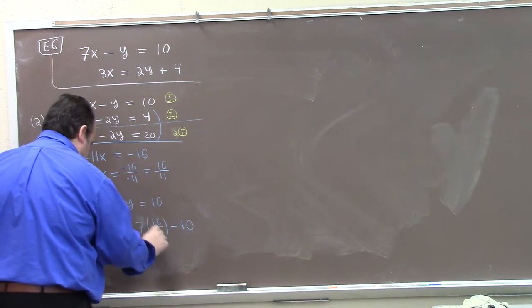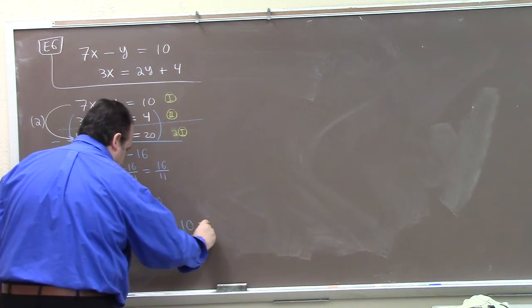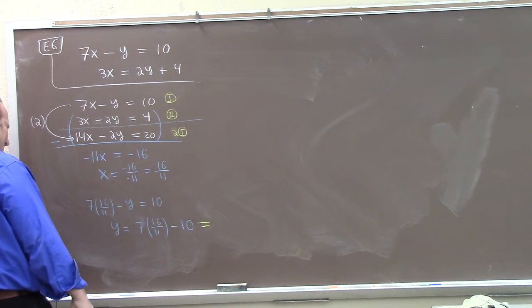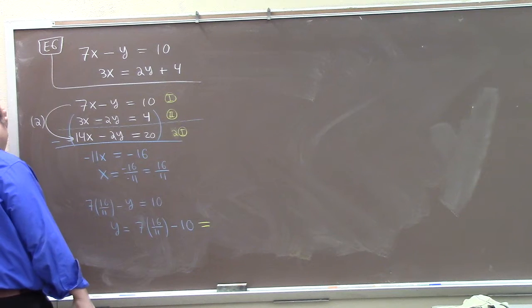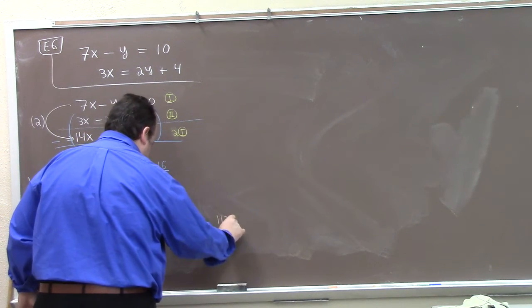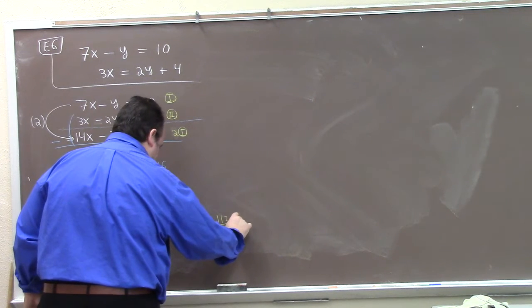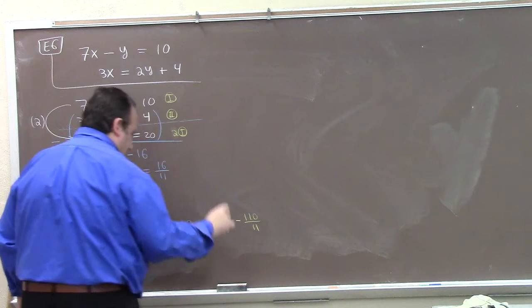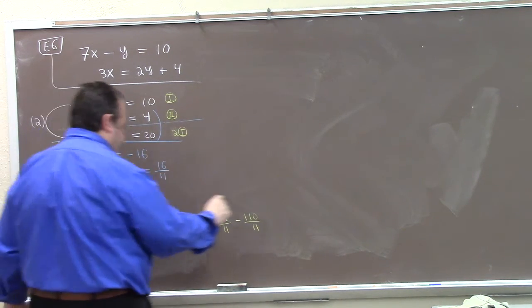Now, 7 times 16, that's 70 plus 42, that's 112 over 11, and this was minus 110 over 11. You said it was what? I agree.